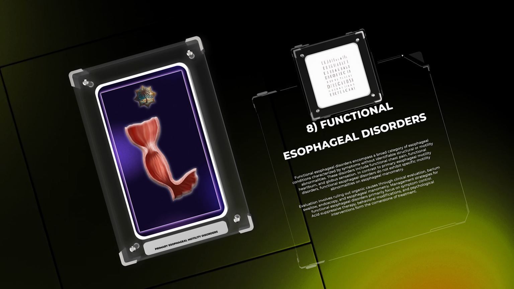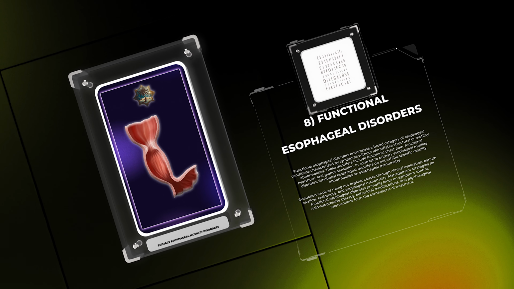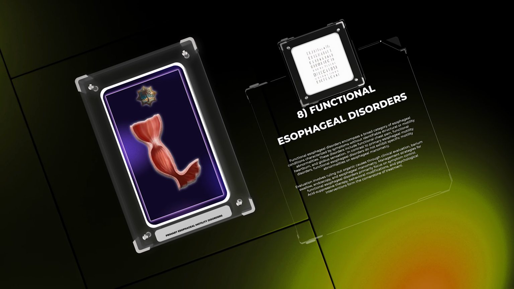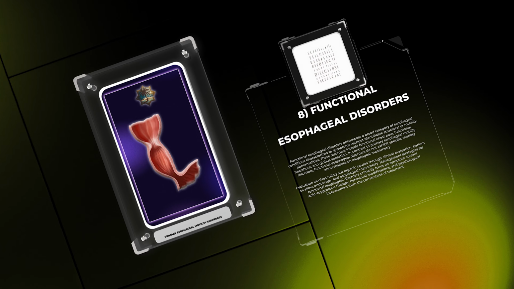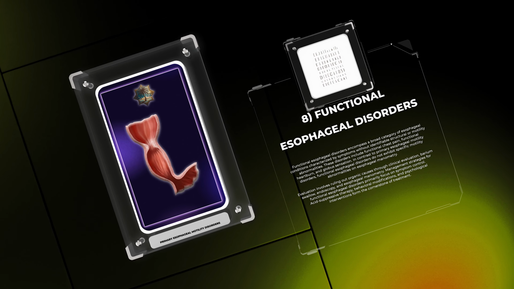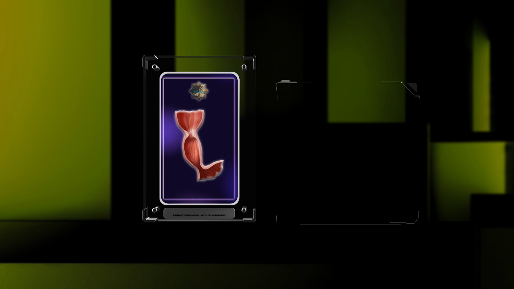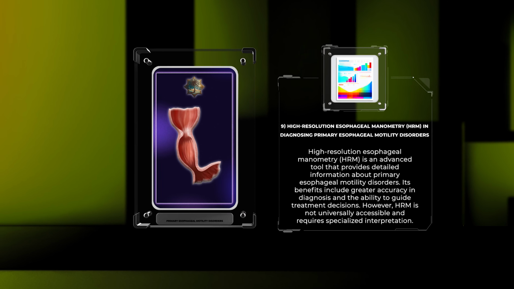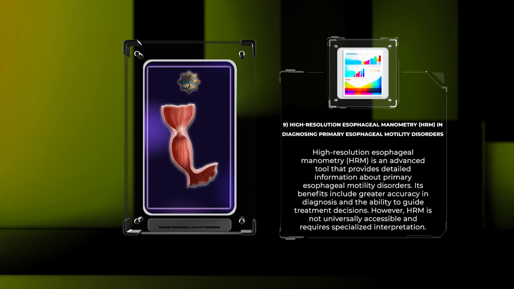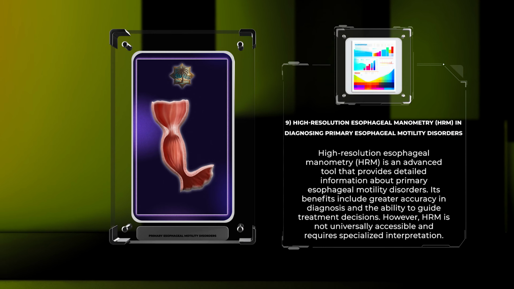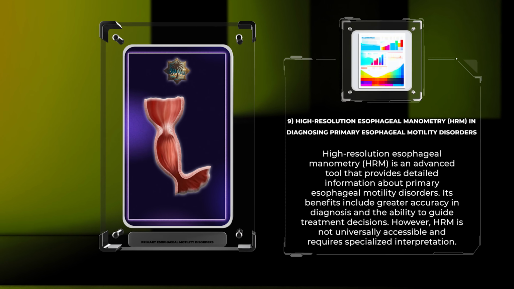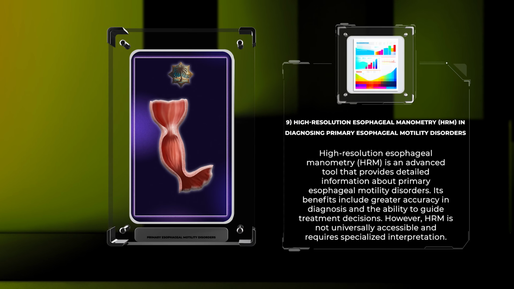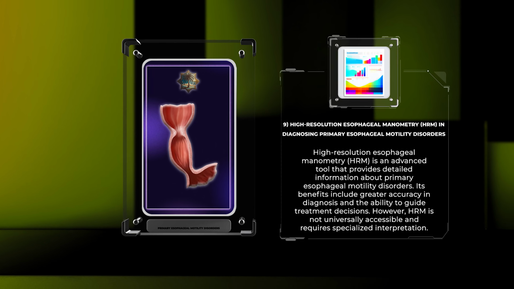Management strategies for functional esophageal disorders primarily focus on symptom control. Acid suppressive therapy, behavioral modifications, and psychological interventions form the cornerstone of treatment. High-resolution esophageal manometry, HRM, is an advanced tool that provides detailed information about primary esophageal motility disorders. Its benefits include greater accuracy in diagnosis and the ability to guide treatment decisions. However, HRM is not universally accessible and requires specialized interpretation.